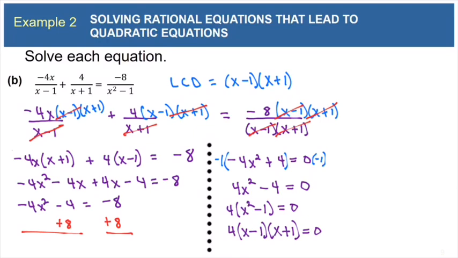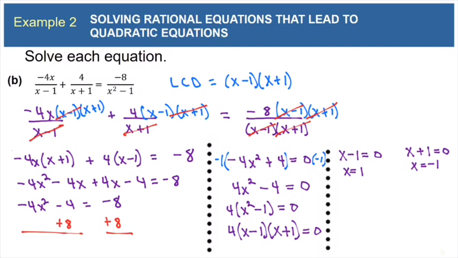Now according to the zero factor property, if this times this times this equals 0, one of them has to be 0. It can't be the 4 because the 4 doesn't contain a variable, it's just a 4. So either x minus 1 equals 0 or x plus 1 equals 0. If x minus 1 equals 0, then x equals 1. And if x plus 1 equals 0, then x equals negative 1. But before we decide that these are our solutions, remember we need to see if either one of them is a restriction, because if they are restrictions, we have to throw them out.